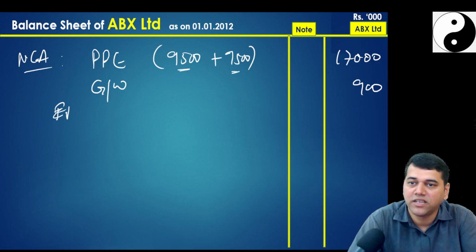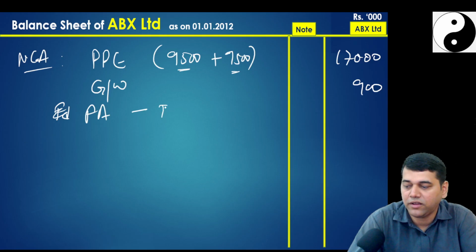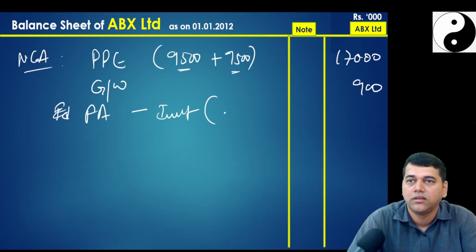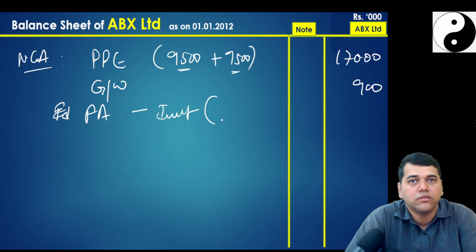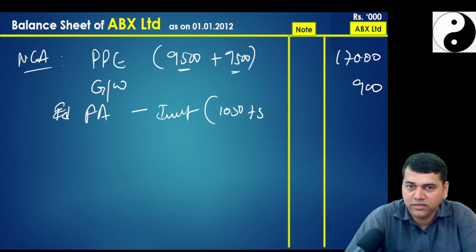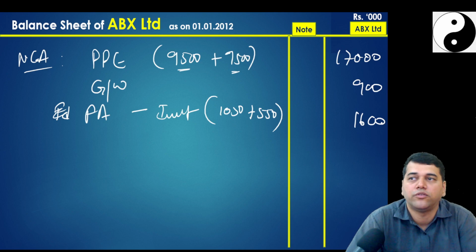We have got financial assets. In that we have got investment. See, investments are not at fair value. So you take the book value of 1,050 plus 550, because both are not at fair value.